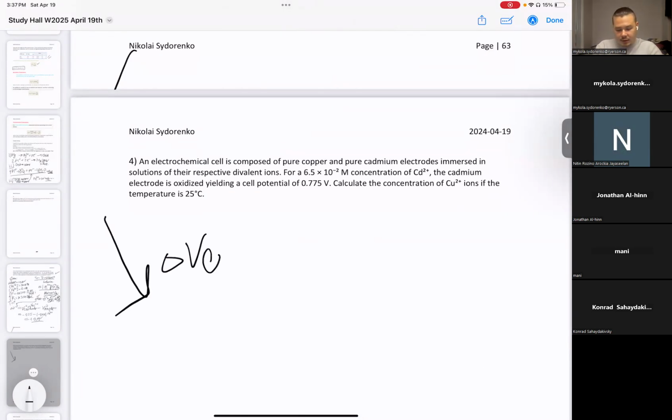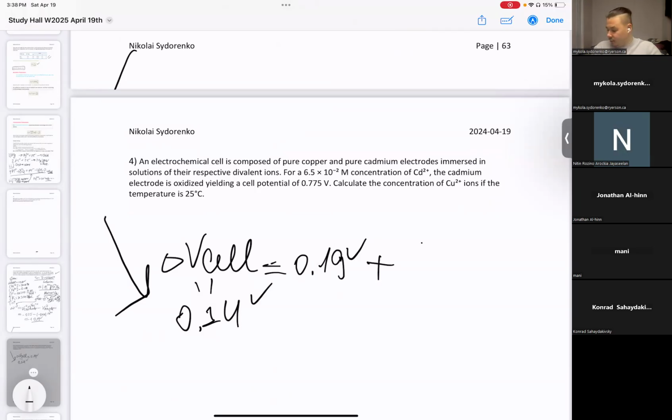So delta V cell is 0.14 volts. Sorry, 0.14 volts. This is going to be 0.19 volts. Don't forget your units. Plus RT. So N in our case is 2 because that's how many elements we have. We only have 2 elements, nickel and iron. Okay, so NF. That's 2 elements.